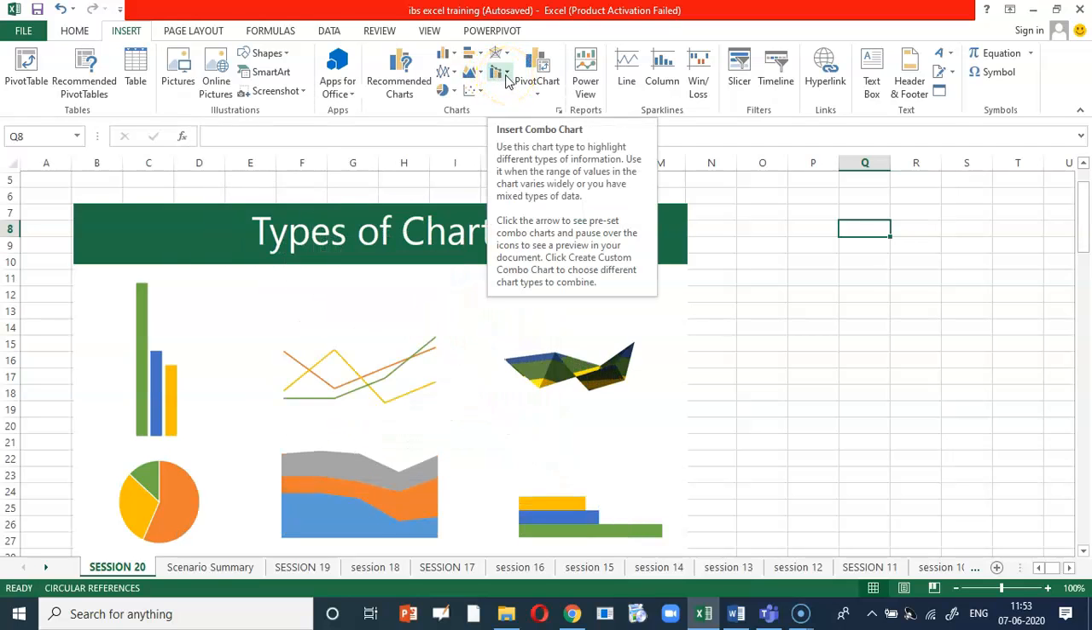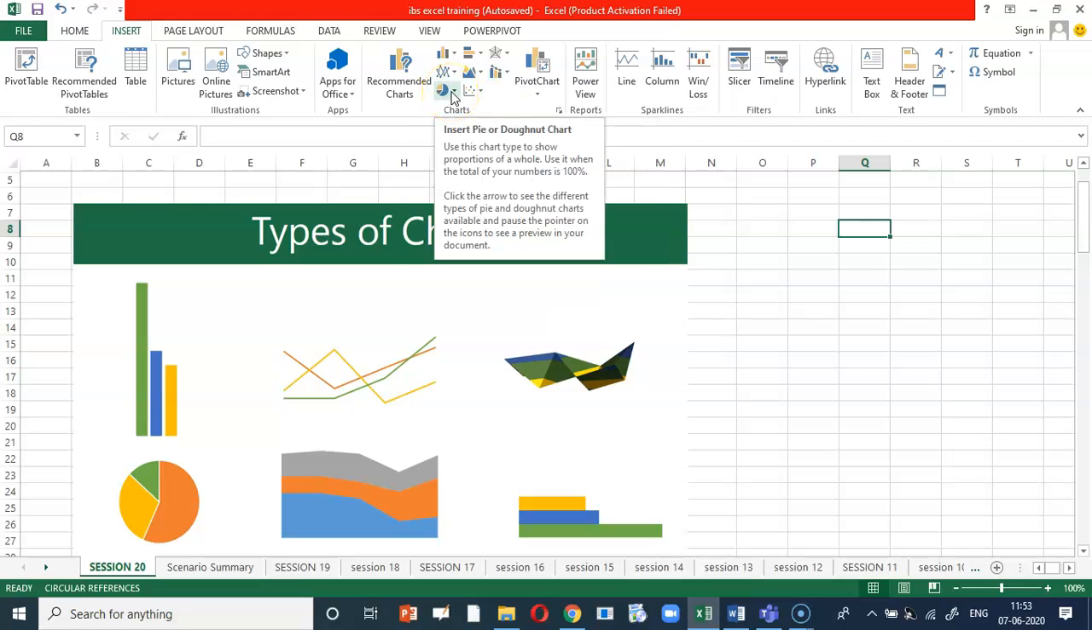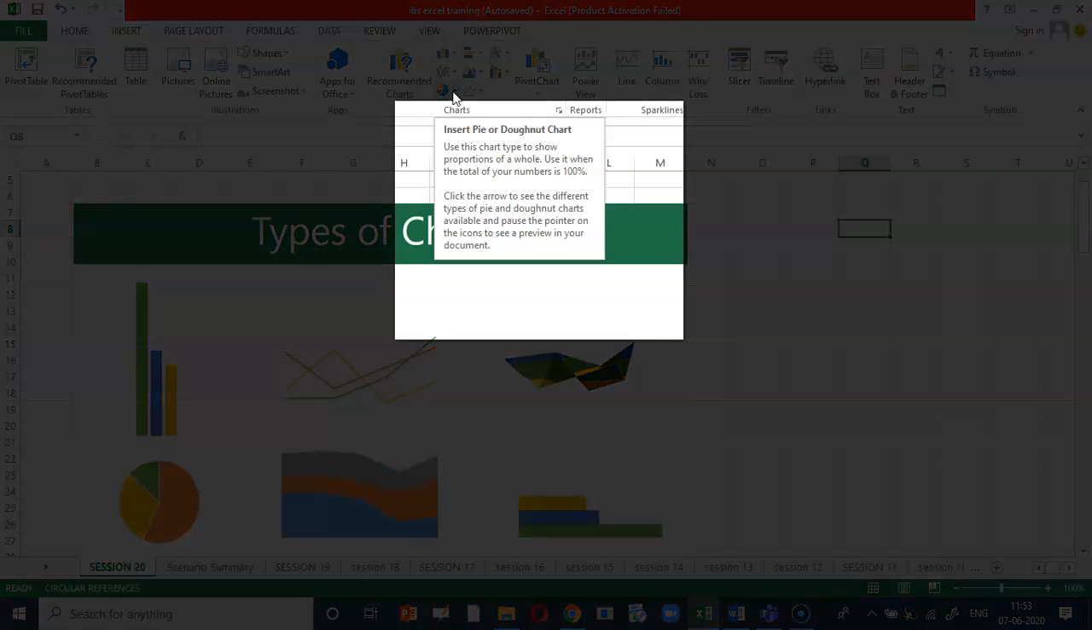Now one can also use combo chart. This is a combination of charts that is embedded under this. Then you can also have a look at the pie chart. Pie chart is used to compare percentage of a whole. So each value is represented as a piece of the pie, so you can identify the proportion.